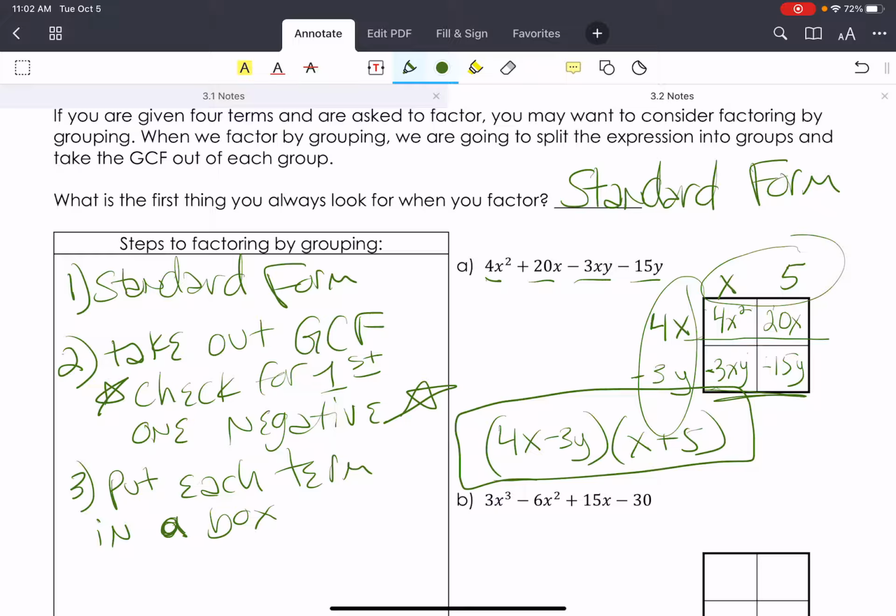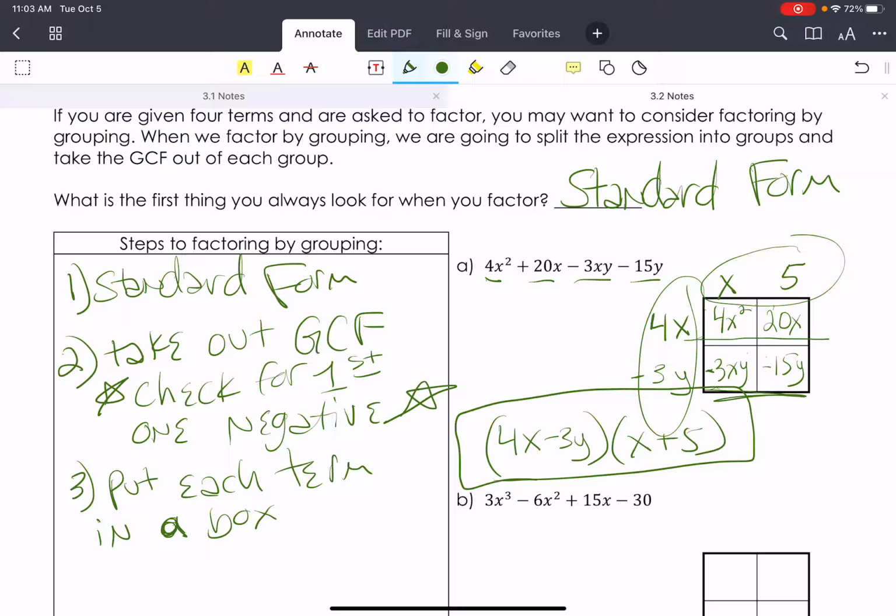That's it. I told you we're going nice and slow on this stuff, so it should feel easy, okay? We're going to do a couple more. They're going to get a little trickier, but not too much. Good? Any questions?